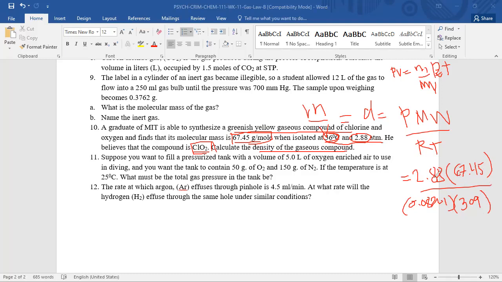Mamamali na kasi kayo dyan pag ang ginawa nyo sa formulas nyo sa calculator is 2.88 times 67.45 divided by 0.08201 tapos times 309. Mamali na kayo ng compute dyan. So, mas maganda is separate ninyo yung compute. O kung meron kayong fraction function sa inyong calculator, pwede nyo ring i-apply yan.